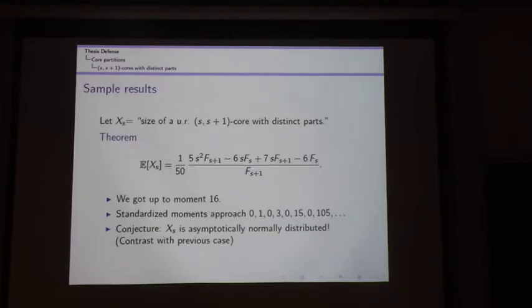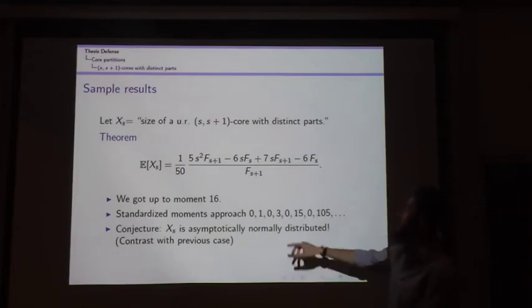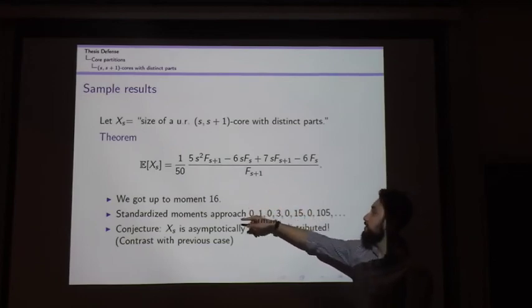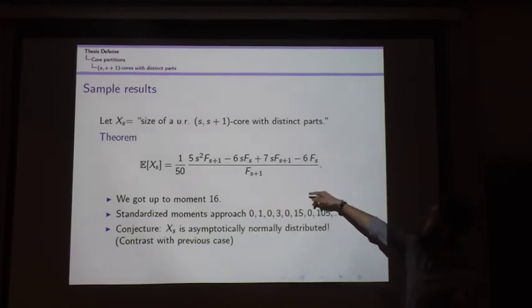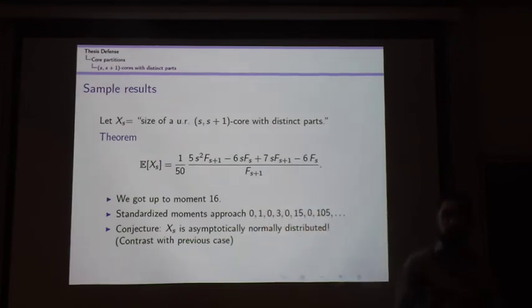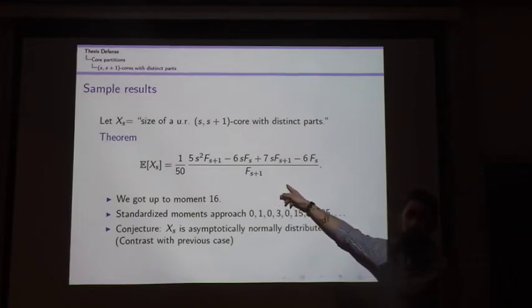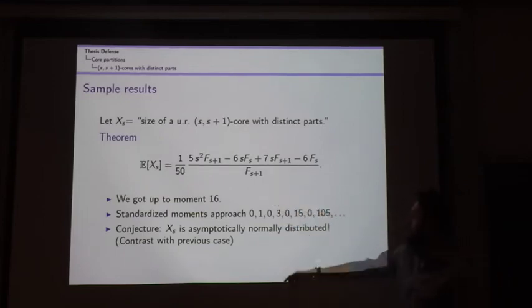Okay, so here's a sample of some of our results. Previously the moments were polynomials, right? But now when the parts are distinct, it turns out they're like polynomials, but they involve some Fibonacci numbers. So they're still C-finite, meaning they satisfy a constant coefficient recursion, but they're not polynomials anymore. So here's the expectation of the size of these partitions. And then we got up to moment 16.